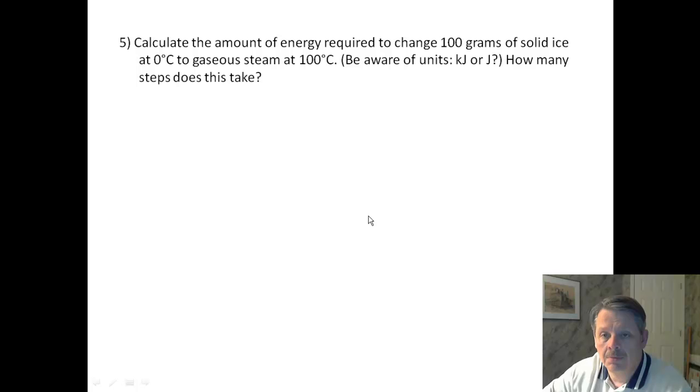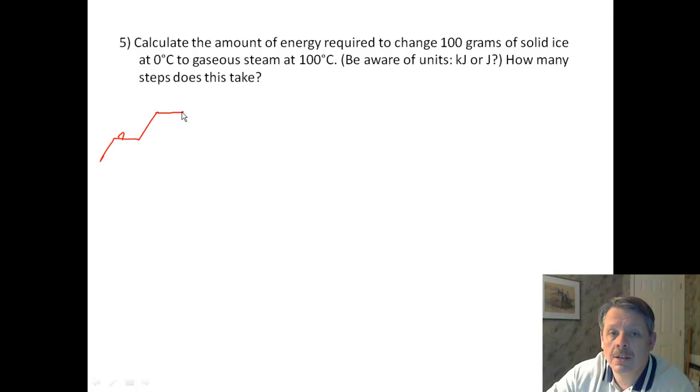All right. Calculate the amount of energy required to change 100 grams of ice at zero, right, to gaseous steam at 100. All right, so let's see, what are we doing here? Let's again think about our little graph. Our little graph looks like that. And what are we starting with? Well, we're starting with 100 grams of solid ice at 0 degrees Celsius.